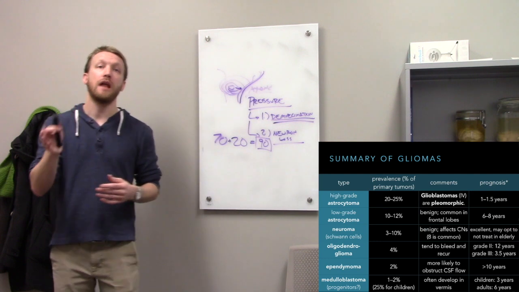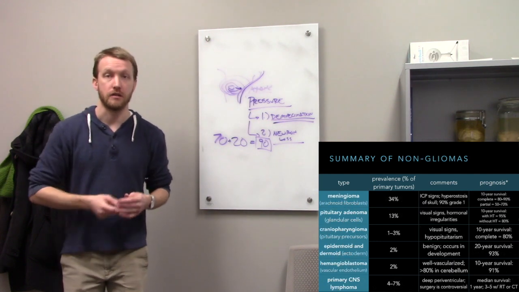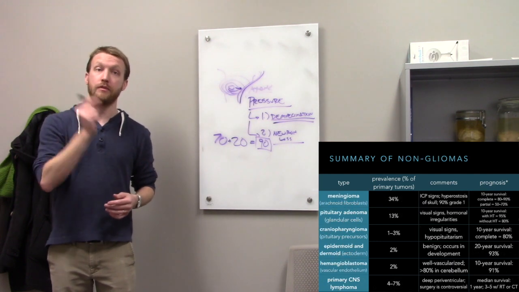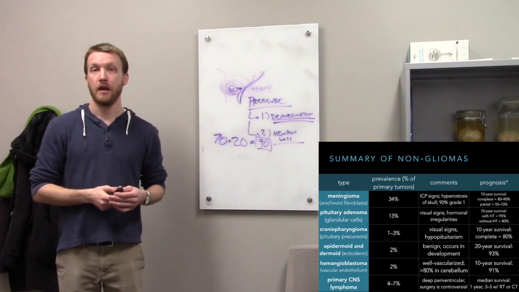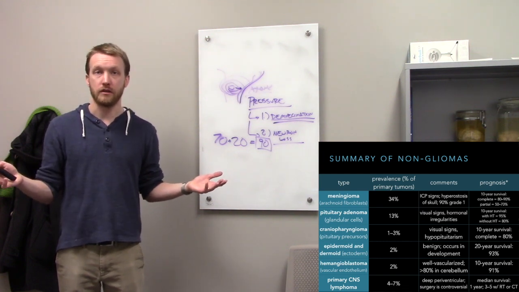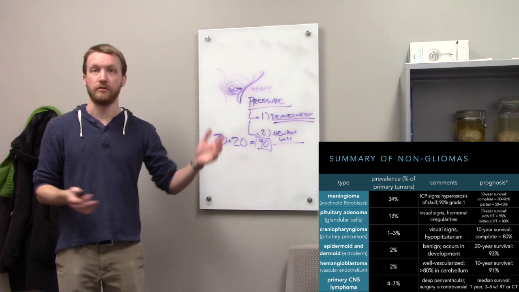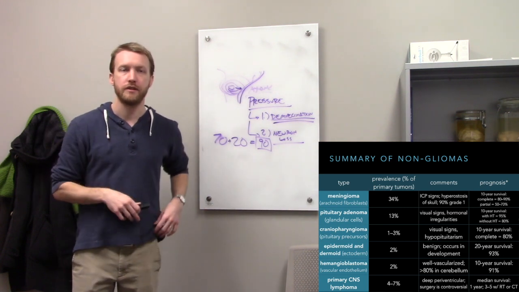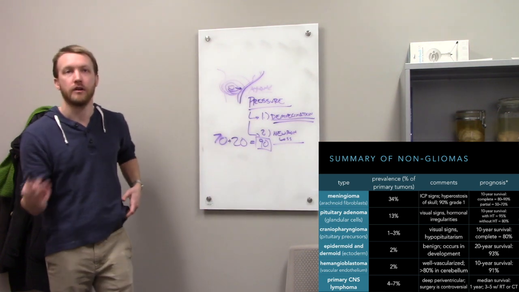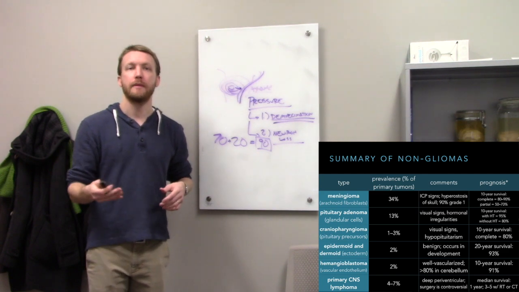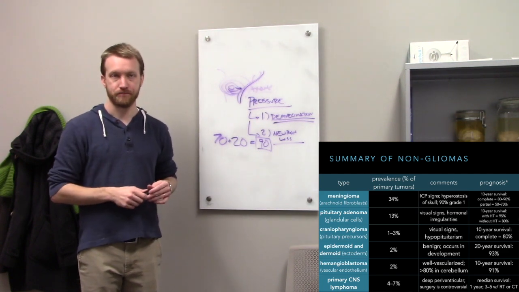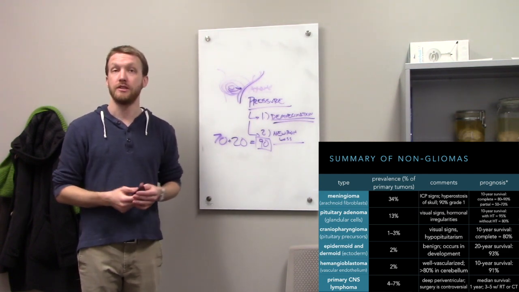Prognosis gets a whole lot better whenever you look at the non-gliomas, except primary CNS lymphoma. But everything else is going to have excellent survival into 10 years, 20 years, so much better than our gliomas. Now the most common here is going to be the meningiomas. These form in the meninges.